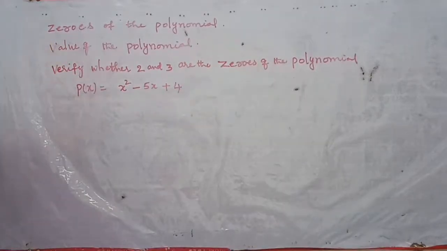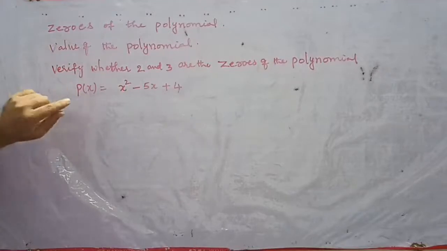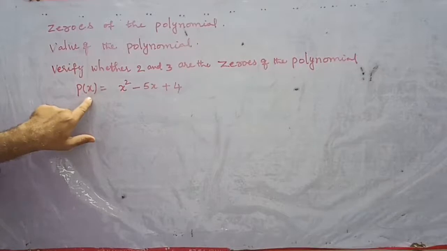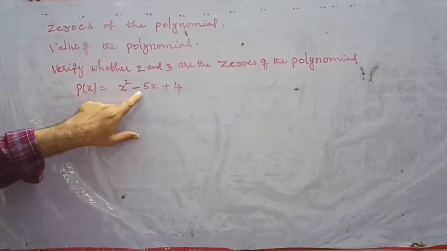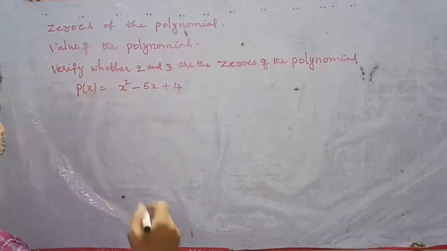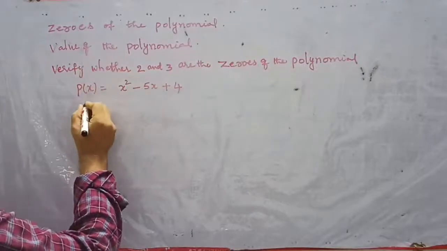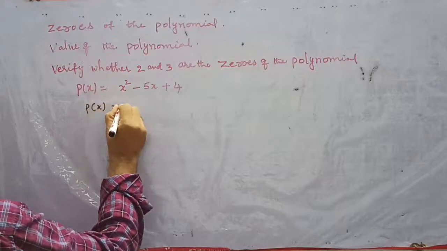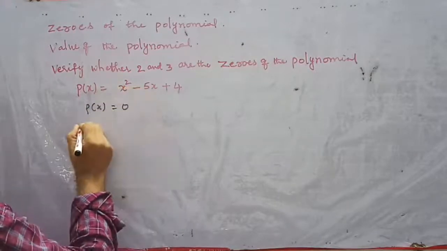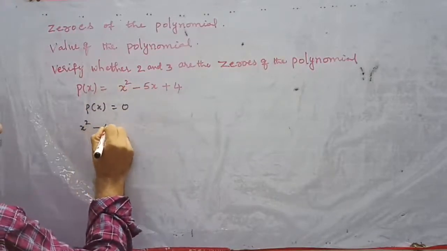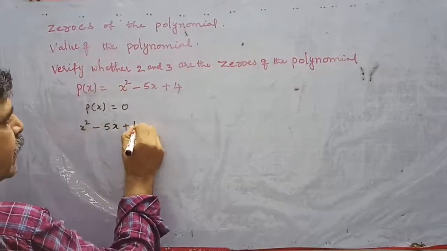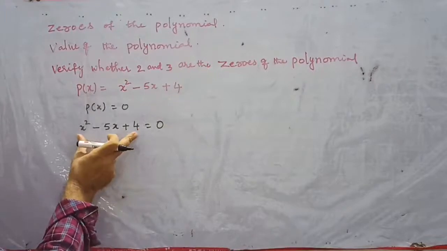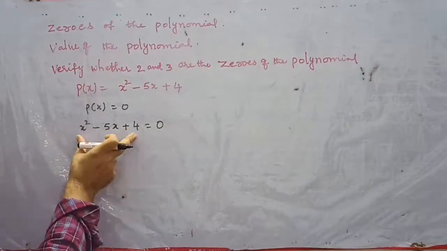Now the alternate method to find or to verify the zeros of the given polynomial p of x is equal to x square minus 5x plus 4. Right? First we have to equate the given polynomial to 0. That is p of x is equal to 0. What is p of x? X square minus 5x plus 4 is equal to 0. Now you find the factors for this. How to find the factors?